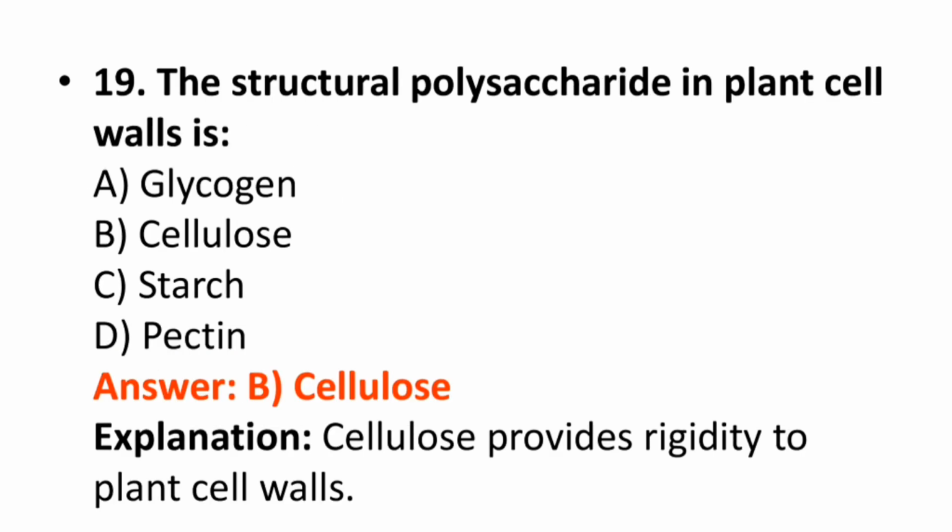The structural polysaccharide in plant cell wall is option A, glycogen, option B, cellulose, option C, starch, option D, pectin. The correct answer is option B, cellulose. Cellulose provides rigidity to plant cell walls. The structural polysaccharide in plant cell wall is option B, cellulose.